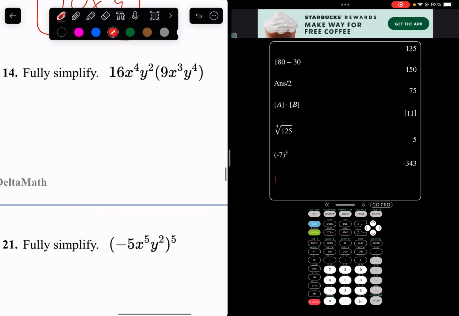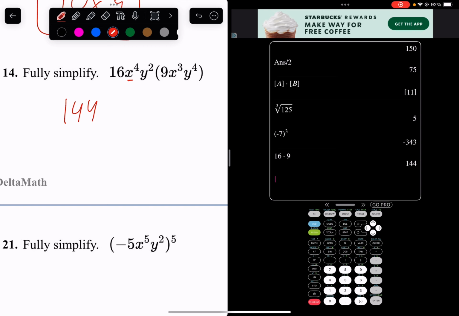All right. Similar situation here. You multiply the coefficients out in front. So 16 times 9 is going to give me 144. And I'm going to get, I'm sorry, x to the 7th and y to the 6th.